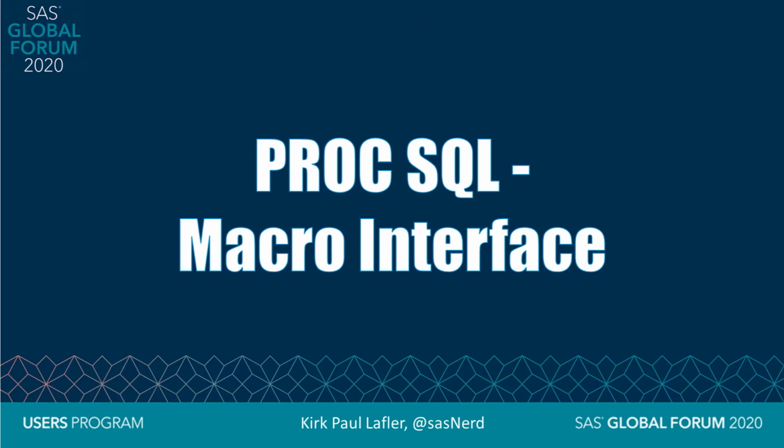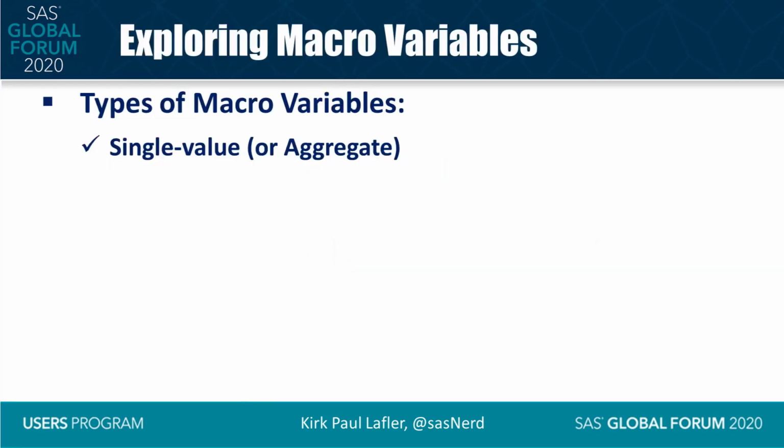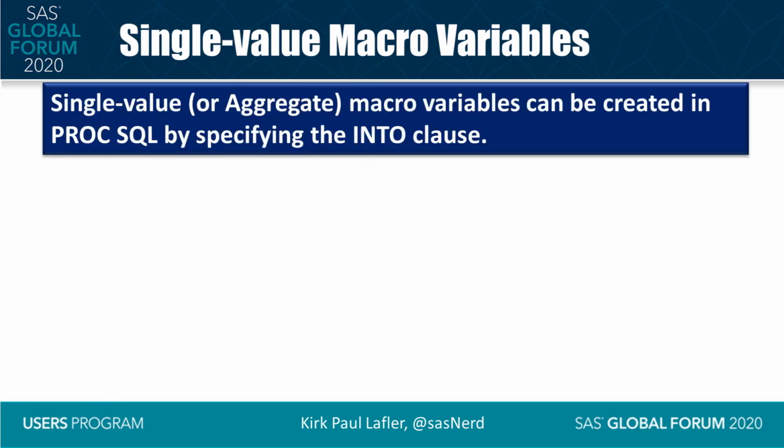Let's now explore the PROC SQL macro interface. There are two types of macro variables, a single value or aggregate, and a value list, or essentially an array of values. Single value or aggregate macro variables can be created in PROC SQL by specifying the INTO clause.